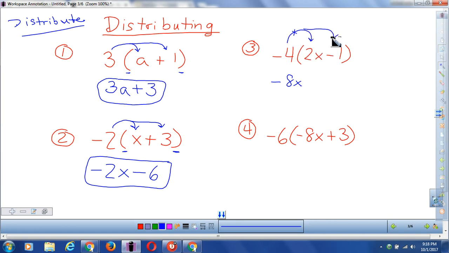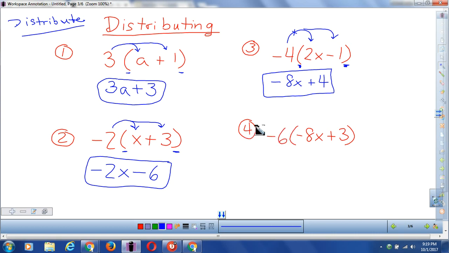Now I have to do my second distribution. Negative times negative makes positive. And 4 times 1 makes 4. And that's it. I am done. Okay, and the way I know I'm done distributing is because I got to the second parentheses. That's also very important because if there was more stuff written here, more algebra, well, I would stop distributing here and then do the rest of my algebra. Okay, so now, I will show in later videos.